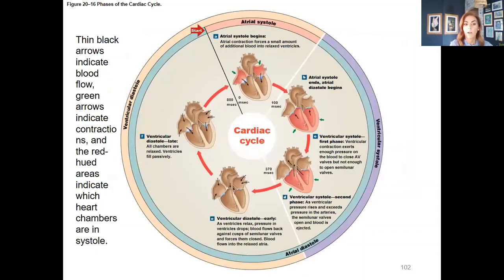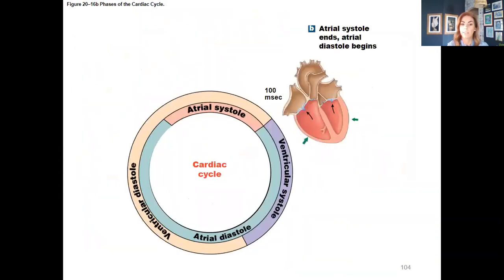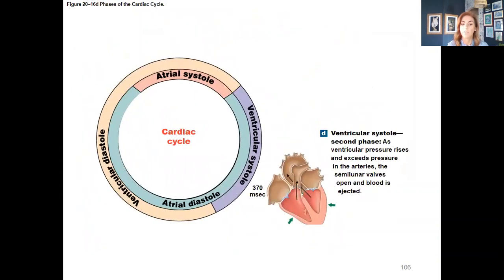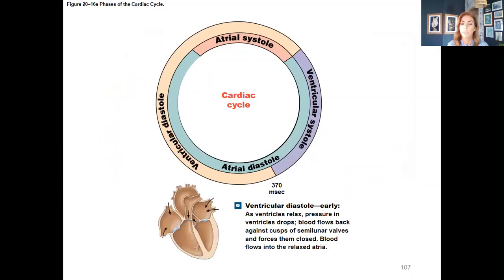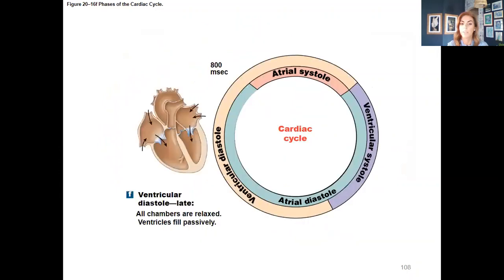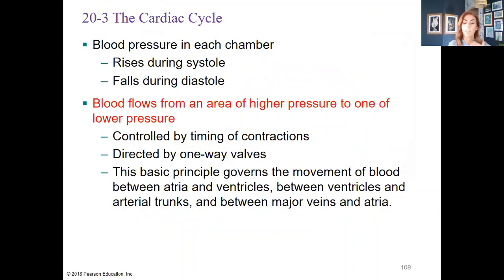Okay, so on this particular page, what you can see is the entire cycle as one. So you can use this, or you can use it as it is broken down into each individual component. Whenever you go through and you're looking at this, you want to make sure that you understand what valves are open and then what valves are closed during each of those different phases.